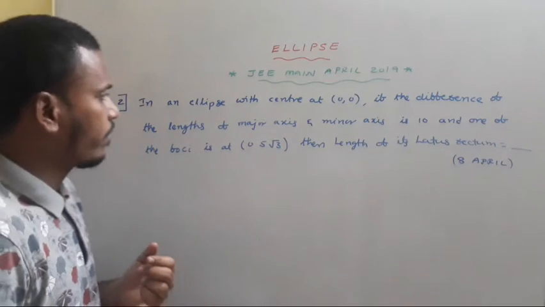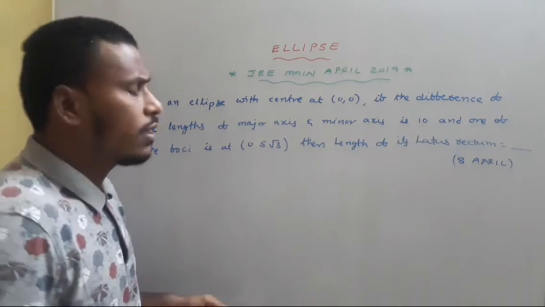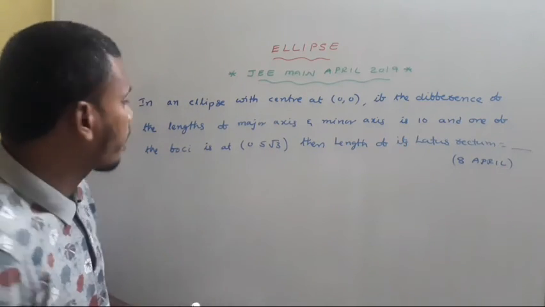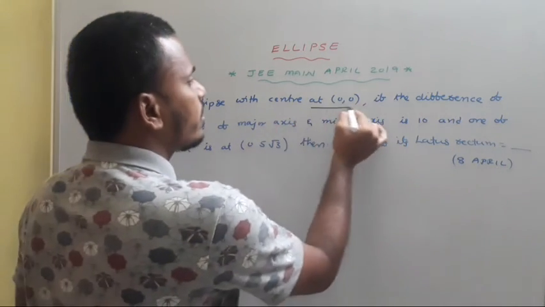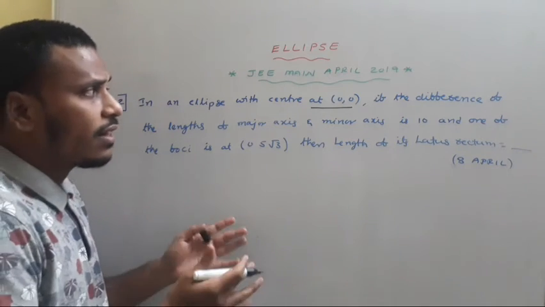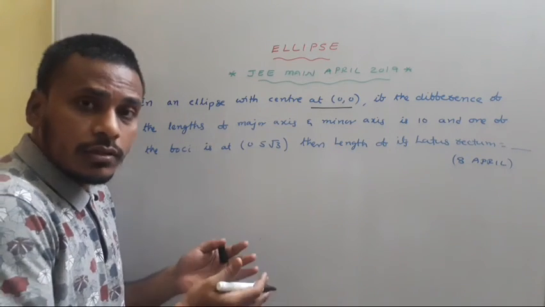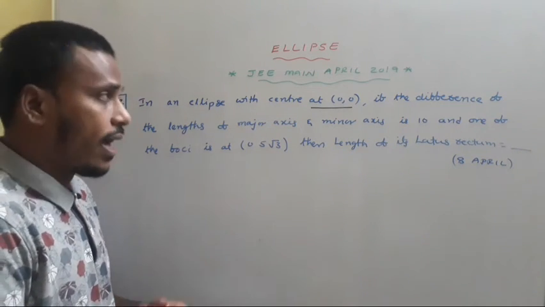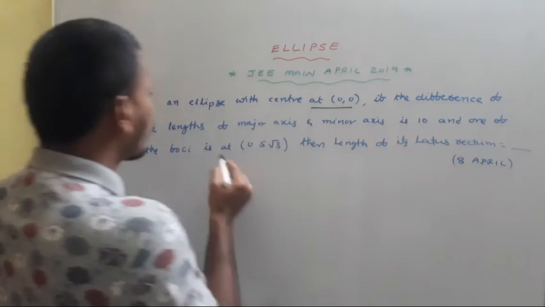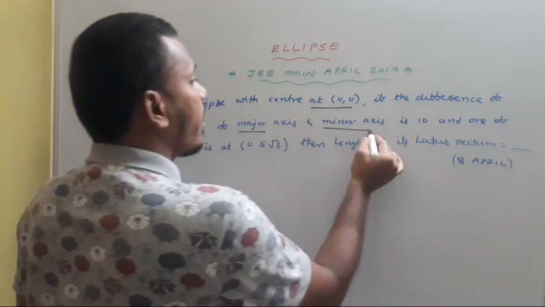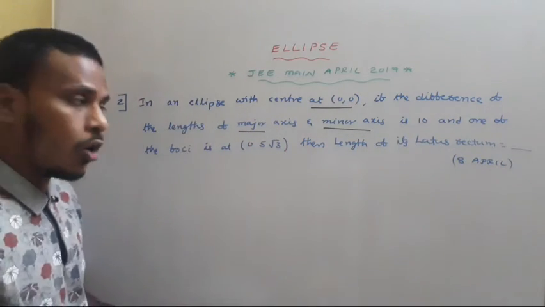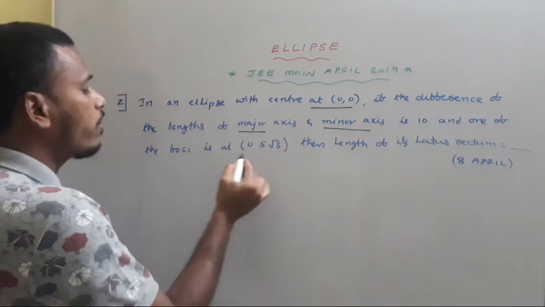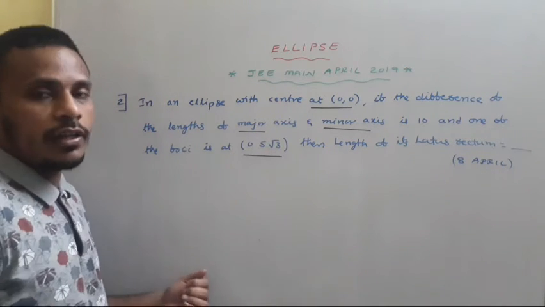8th April. Again it is simple and the same as the first problem. See, an ellipse with center at 0 comma 0. Since the center is at 0 comma 0, the axes are along the x-axis and y-axis. If the difference of the lengths of the major axis and minor axis is 10, and one of the foci is at 0 comma 5 root 3.